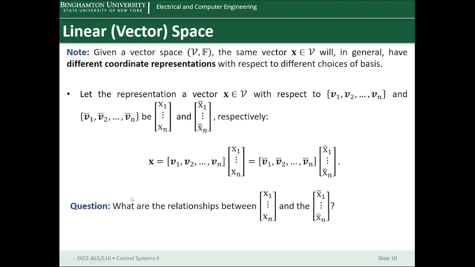There is a key question. What's the relation between the two coordinate representation vectors? In other words, how do we systematically move between different coordinate representations of the same vector? This question leads us directly to the concept of the change of basis matrix.